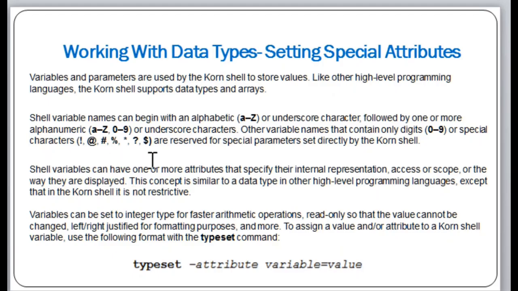Shell variables can have one or more attributes that specify the internal representation, access, or scope, or the way they are displayed. This concept is similar to a data type in other high-level programming languages, except that in Korn shell it is not restrictive.